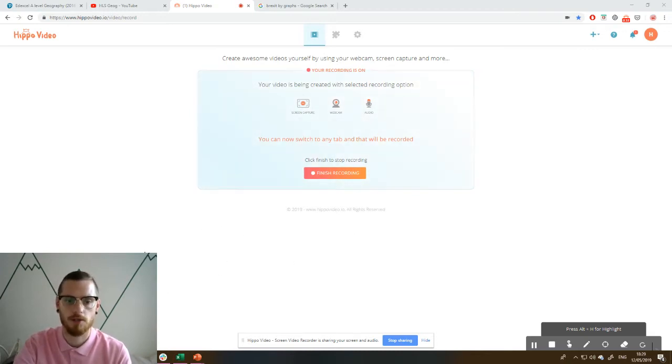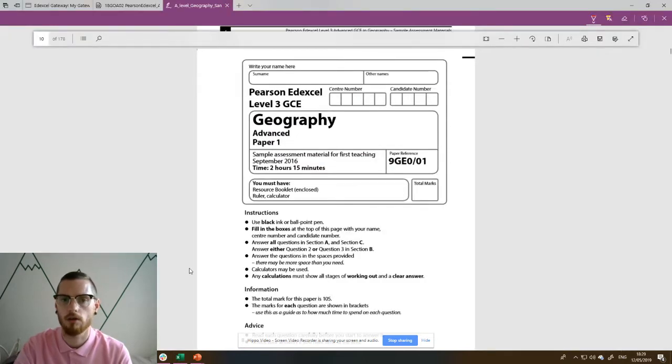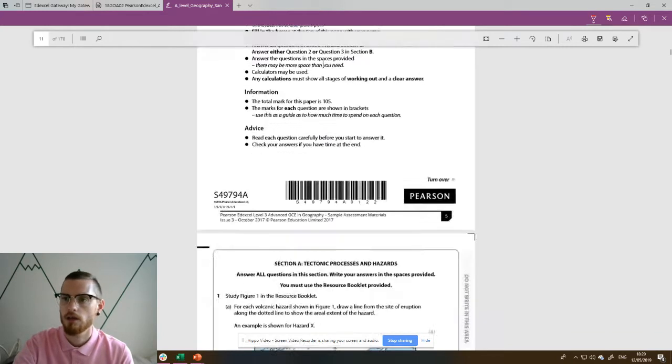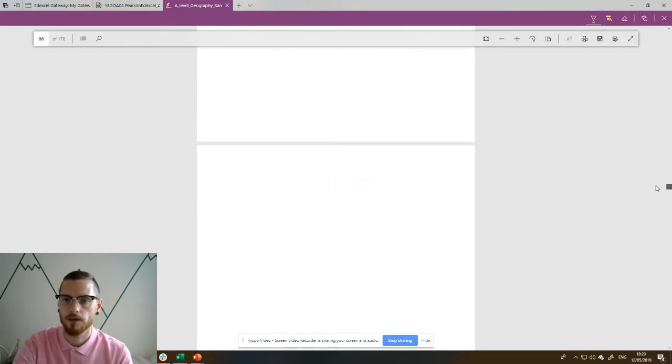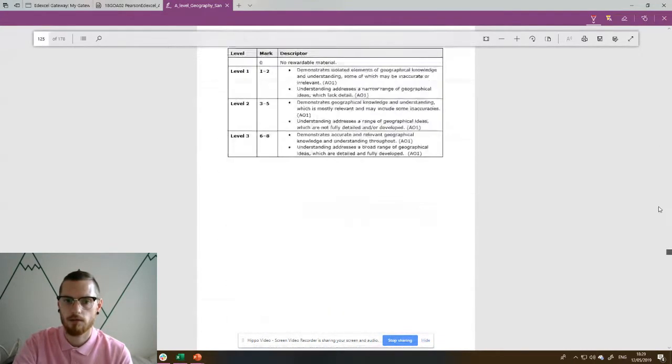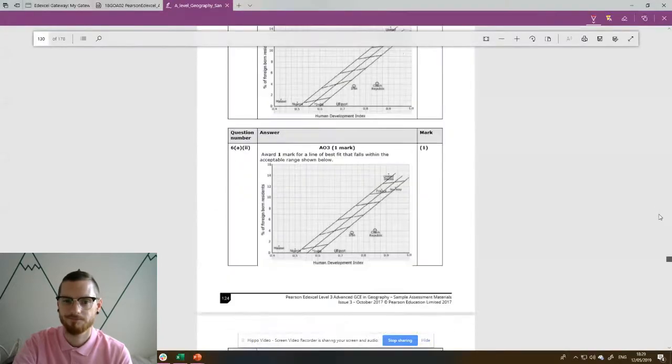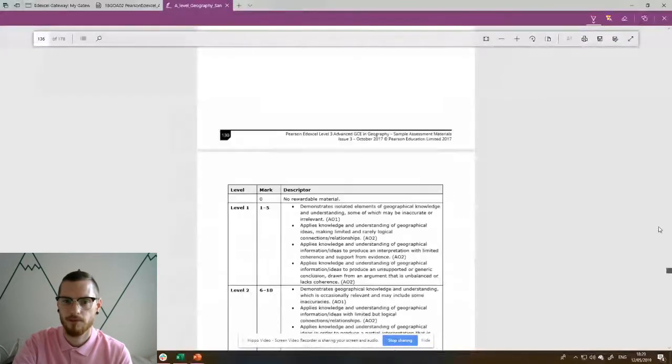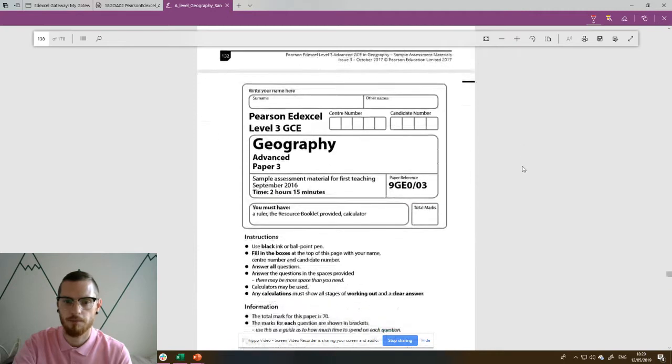First off, what I'm going to do here is go through the sample assessment material, which is on the exam board website for paper 3. So we're going to have to scroll down here to paper 3. That would be useful. Here we go. There you go, paper 3.